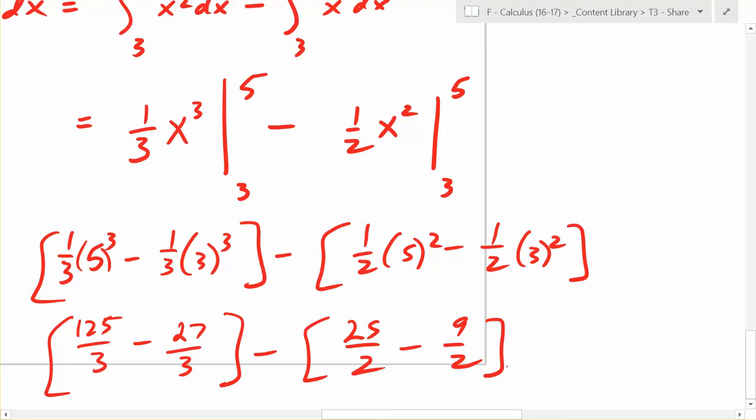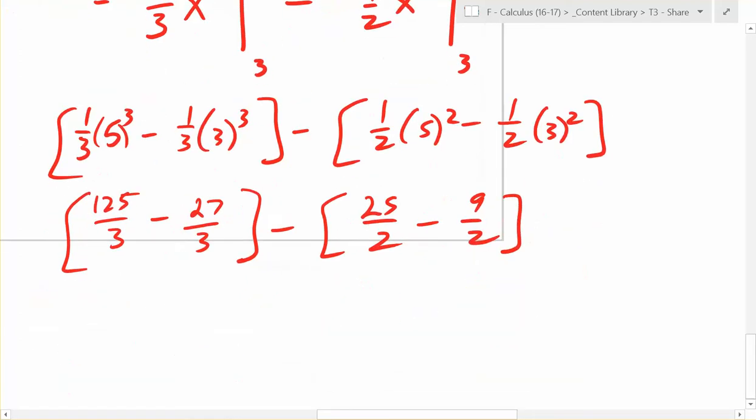I'm evaluating. Are you guys with me so far? I'm just doing some fraction work here. Why am I not simplifying that right there? Because you can just subtract it. Now I can subtract it, right? What's that going to be?